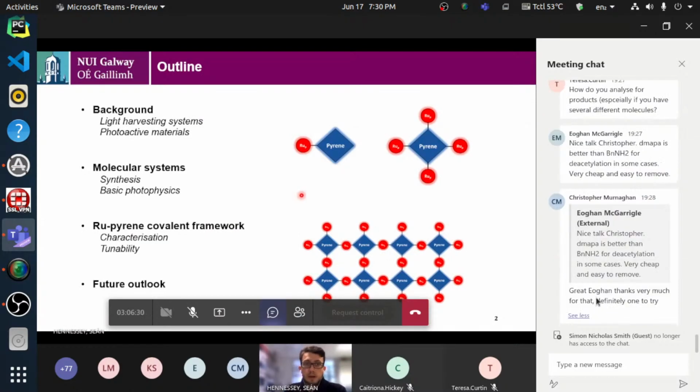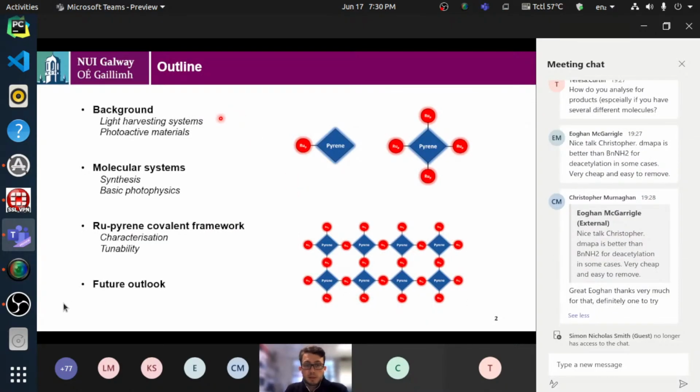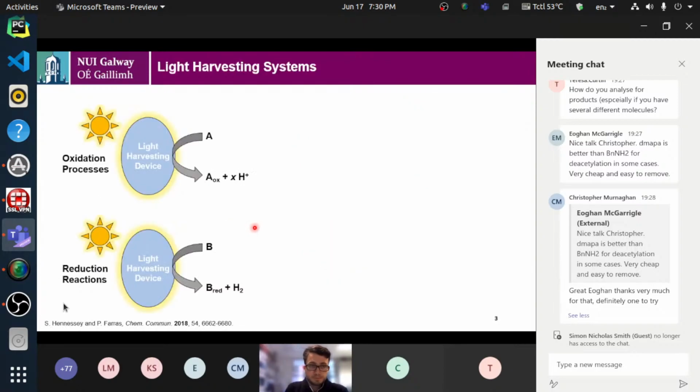Just to give a bit of an outline of what I'll be talking about today. I'll give a brief background into light harvesting systems and the photoactive materials that we're interested in. Then the molecular systems that we've made in this project, their synthesis, and their basic photophysics. The key part of the work is the creation of a new ruthenium pyrene covalent framework system, its characterization and its tunability, and then we look to the future outlook of the applications of these materials.